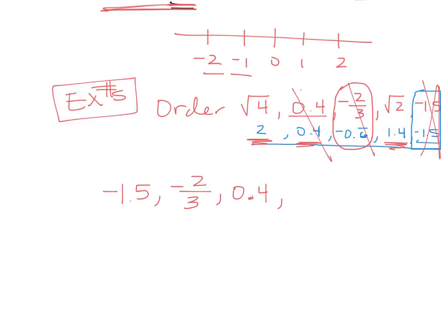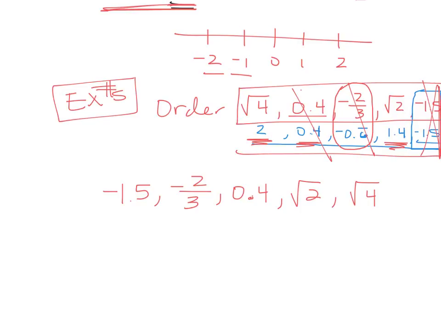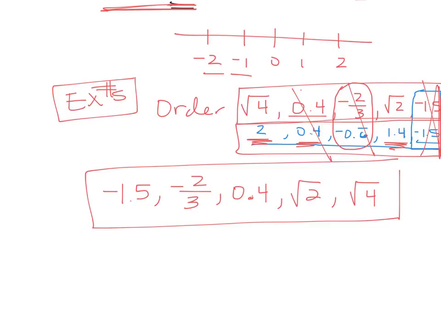Okay, so this one's done. That one's done. Now what? Which is actually what number? The square root of 2. So we're going to write the square root of 2 next, and then the square root of 4. Okay, so make sure you're using the numbers they gave you, but you're going to plug them all in as decimals to tell the difference. Okay, so when we put them in order, this would be our answer. Okay, let's do one more of those, and then we're done.